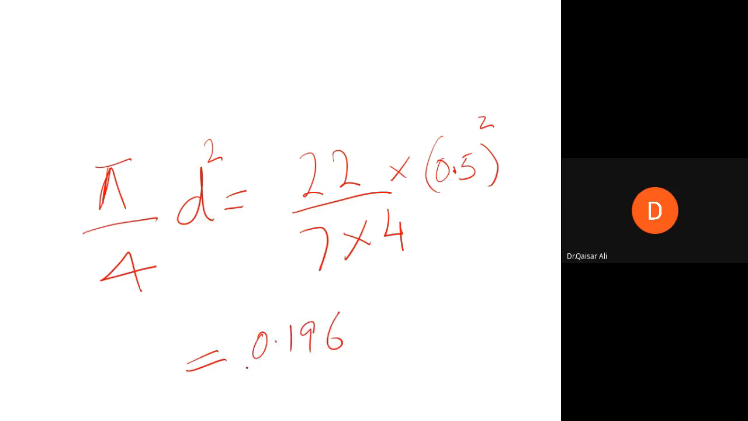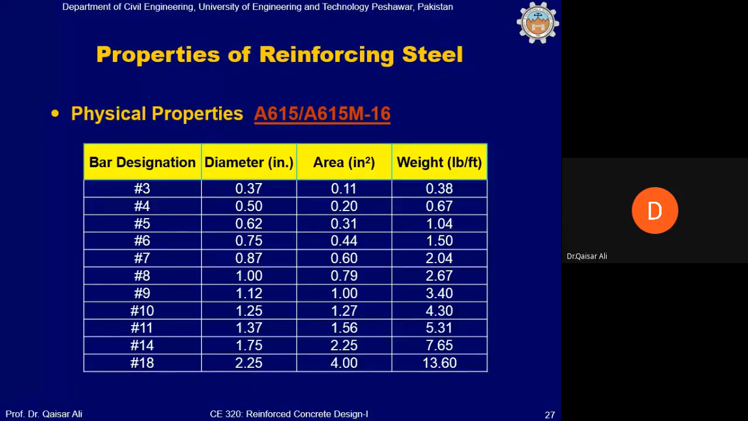0.196. But as you have seen, there were ribs also on the bars. You've seen the ribs. Because of these ribs, we will round this to 0.2. Ribs are not calculated in this diameter because the actual diameter is 0.5. With the ribs, we round this to 0.2. So a number 4 bar has an area of steel equal to 0.2 square inch. Correct? In the same manner, you can calculate area of steel for every bar. Okay, the weight can also be calculated very easily. Let's say we calculate the weight for number 5 bars.